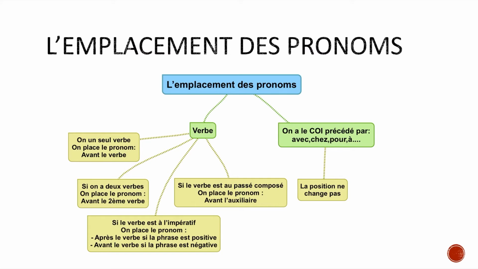Don't forget the other point that you should check is about le complément d'objet indirect. Quand il est précédé des prépositions avec, chez, or pour, in this case the emplacement doesn't change. So la position des pronoms ne change pas. We will see this soon in some examples.